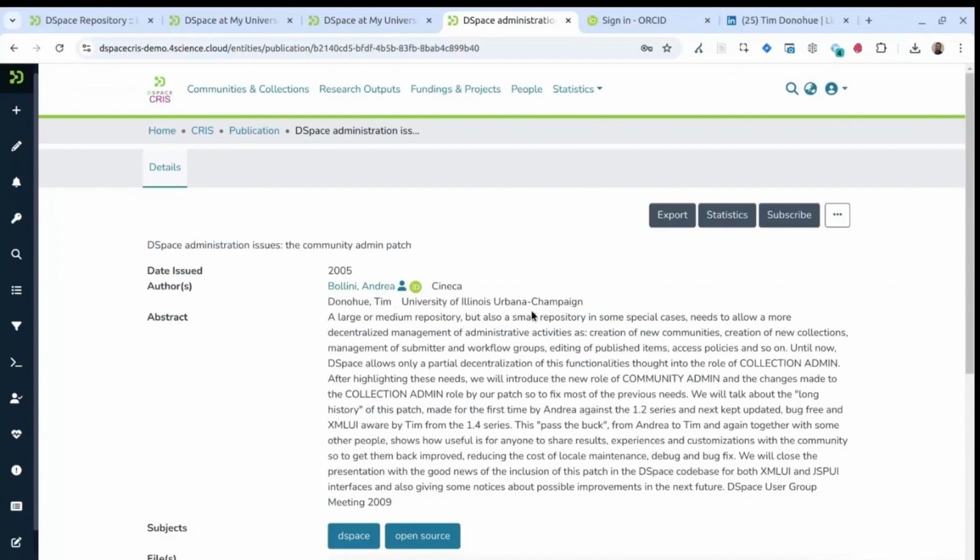Andrea still was affiliated with Cineca at the time of this publication, and Tim was affiliated with the University of Illinois.